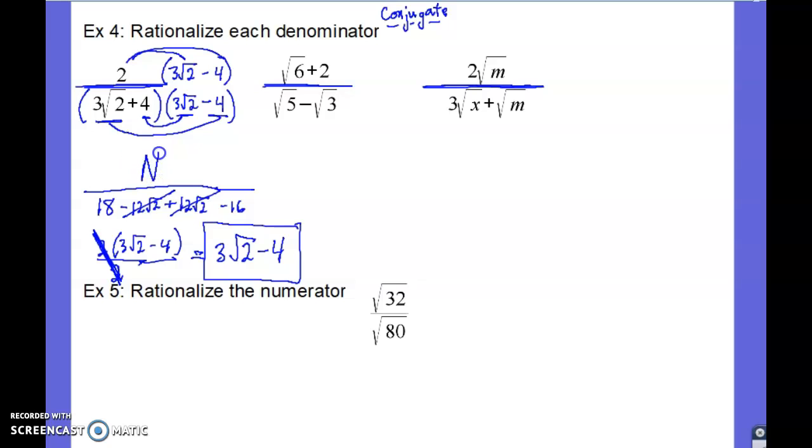So I'm just going to put a giant capital N here because I'm talking about the numerator. I didn't actually do anything for the numerator. And hopefully all of that makes sense.